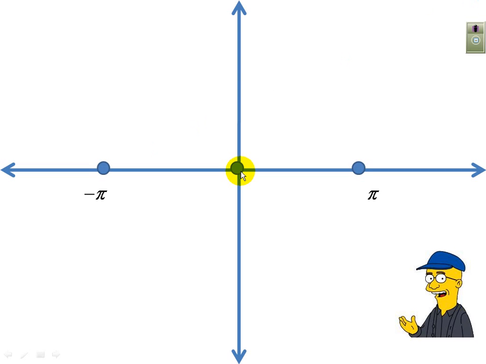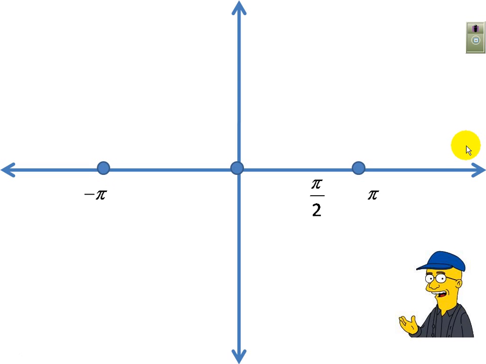Tangent is equal to 0 at 0, because sine is equal to 0 there. Tangent is equal to 0 at pi, and it's equal to 0 at negative pi. So we're looking at both sides of this y-axis, to the left and to the right. So we have labeled the places where tangent is equal to 0.